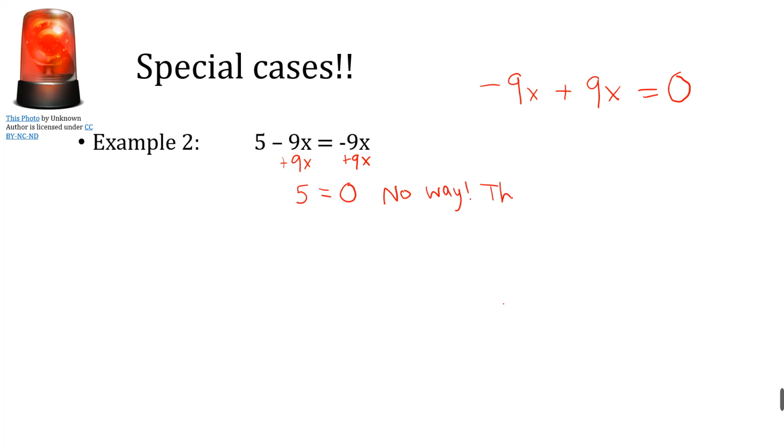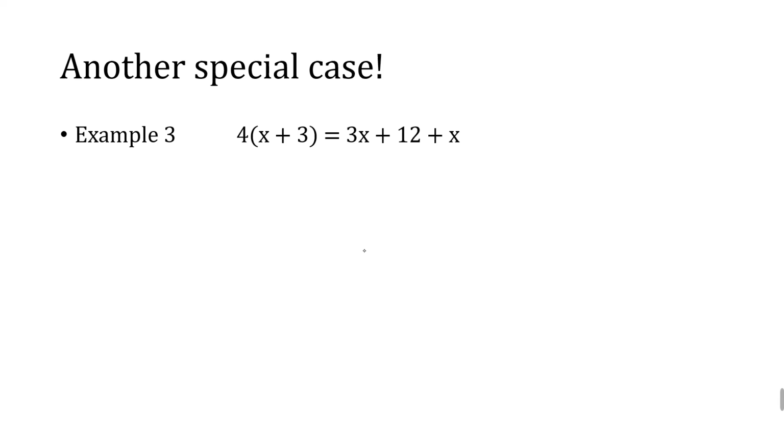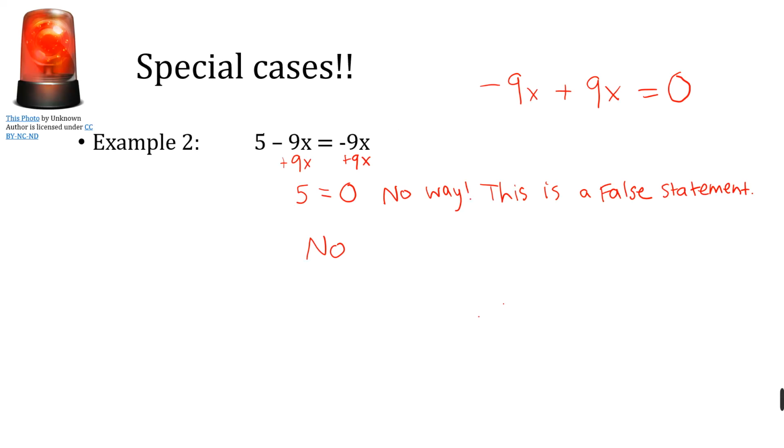So we call this a false statement. This is a false statement. This is not true. And when we get a false statement, the answer is there is no solution. Isn't that crazy? So what you want to write down is no solution and box it. That's a special case. So we have another special case we're going to look at.